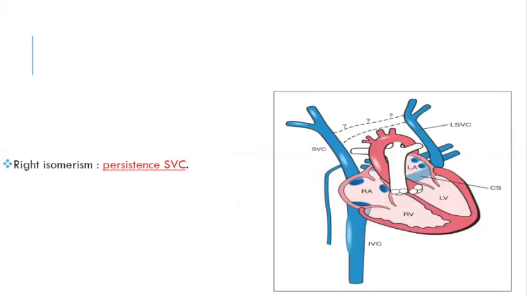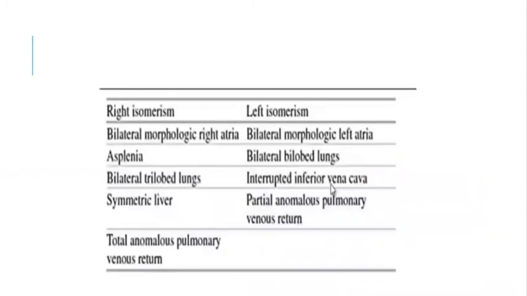In case of right isomerism, we also have a right superior vena cava on both sides. Now, the main features of right isomerism: we have bilateral morphological right atria, asplenia, bilateral trilobed lungs, symmetrical liver, and total anomalous pulmonary venous return. While in left isomerism, we have bilateral left atria, bilateral bilobed lungs, interrupted inferior vena cava, and partial anomalous pulmonary venous return.